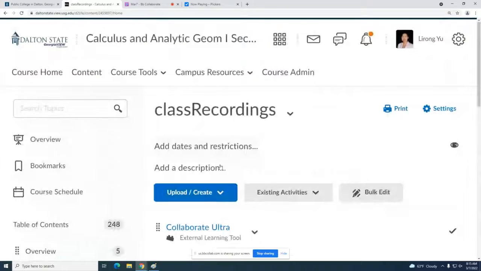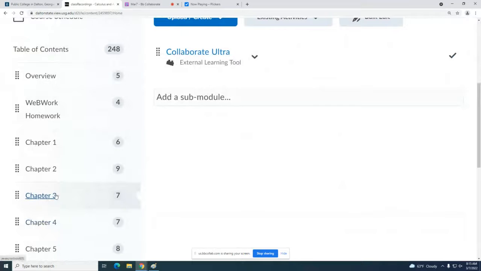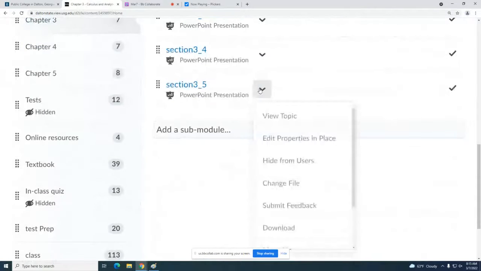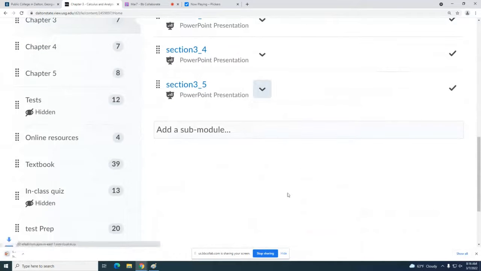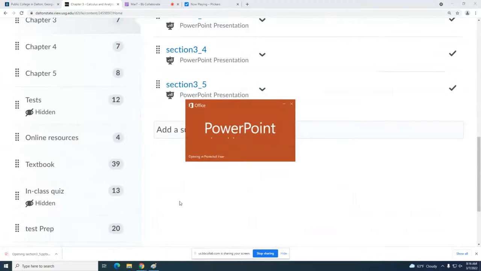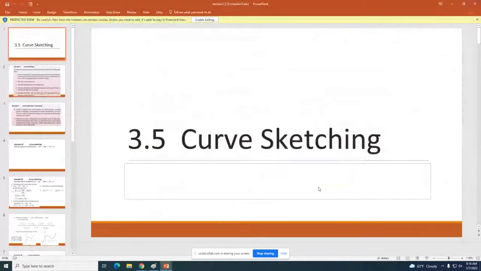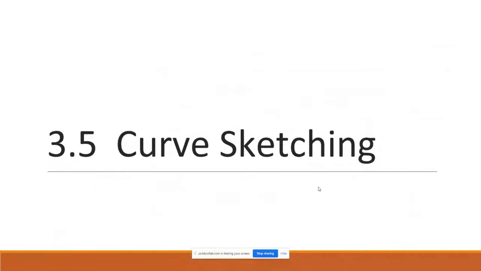And start with section 5. Chapter 3, section 5. Okay. 3.5 is called curve sketching. So when can you sketch the curve? Curve sketching sounds like graphing a function.